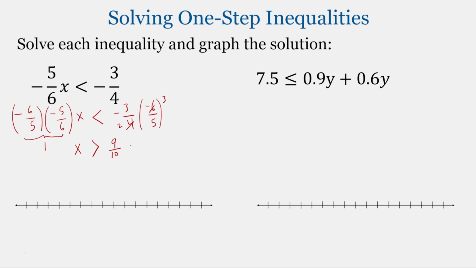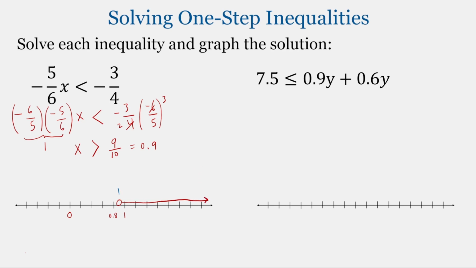Now 9/10, we could also write that as a decimal. This is 0.9. Let's again use tick marks. They're 2/10. So we'll have 0 here, and that'll place 1 right here. Now this is 0.8, so 0.9 is going to be right between these two, and it's an open circle. 0.9, or 9/10, is not in the solution, but everything greater than 9/10 is a solution.